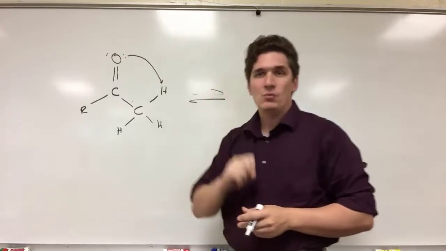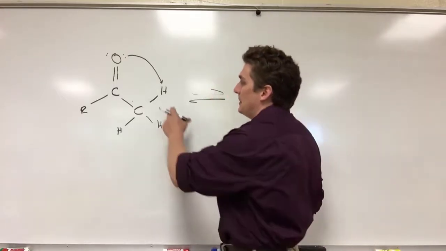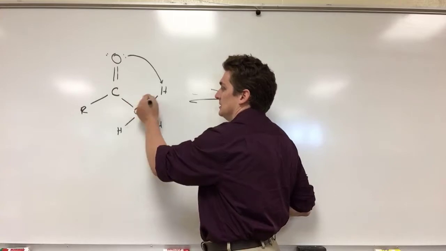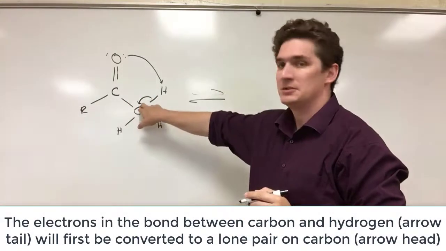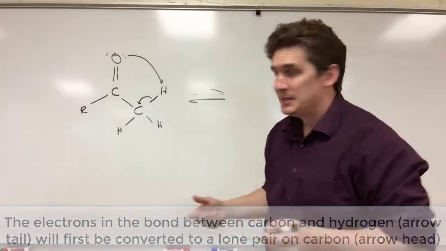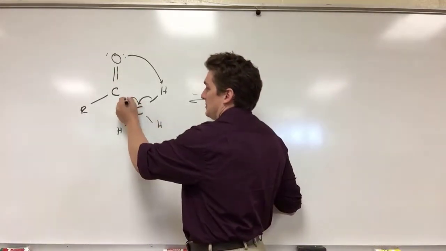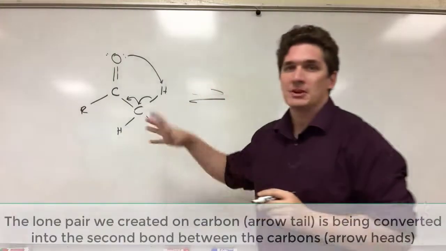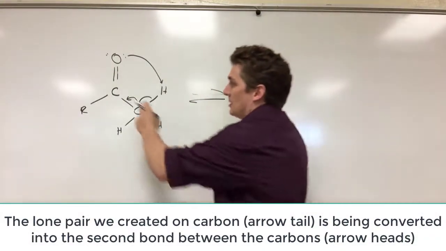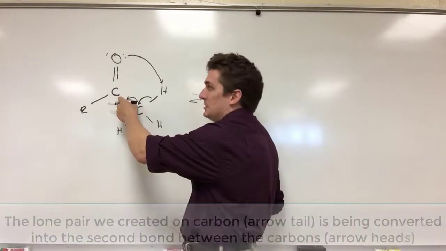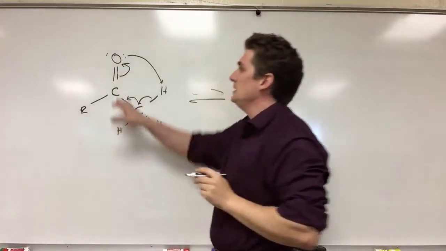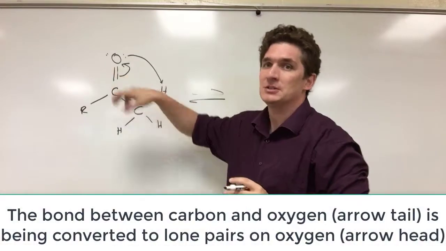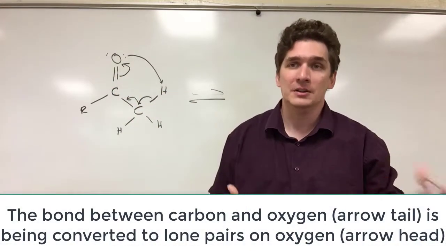Now, hydrogen can only have one bond in organic structure, so what's going to happen is that these electrons are going to go down to carbon. Hydrogen's going to give up these, create 2 electrons on carbon. Next step is that these 2 electrons are going to come between these 2 carbons and form a carbon-carbon double bond. This carbon-carbon double bond creates too many electrons with carbon, so what carbon's going to do is give up these 2 electrons in this bond between carbon and oxygen to form a new lone pair on oxygen.